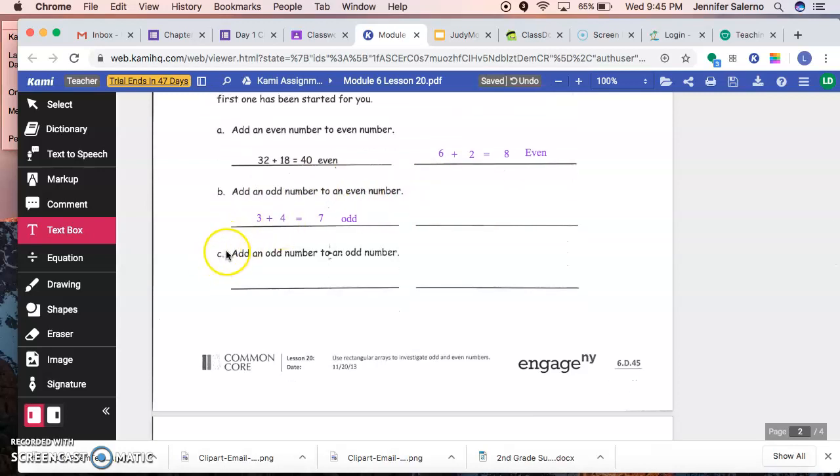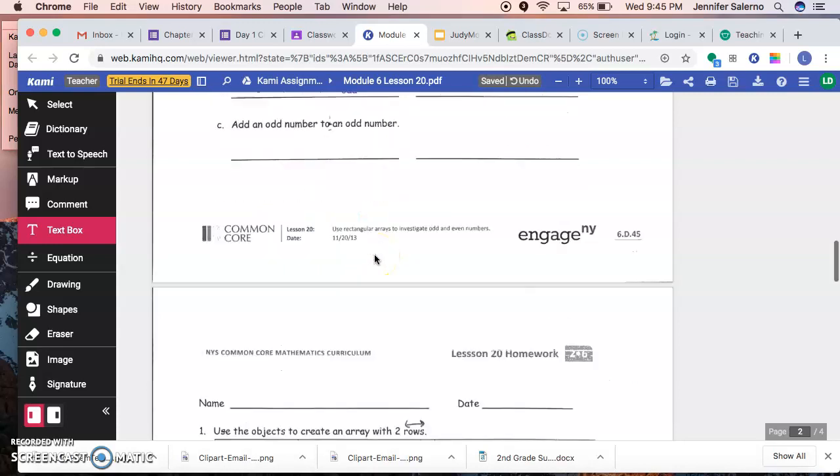And then letter C, they want to know an odd number plus an odd number. So you have to create 2 different problems. And then, as always, tell me if the answer is odd or even.